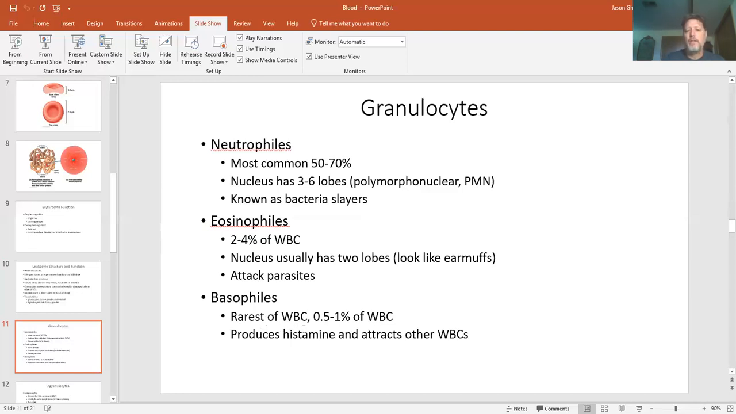Very few of these. These produce histamine, and these help attract white blood cells. We'll come back here for this. Eosinophils. These are also a little bit into allergic reactions and asthma. So if you watch a commercial on TV that's advertising asthma medicine, they're going to talk about how they kind of block eosinophils because they play a role in it.